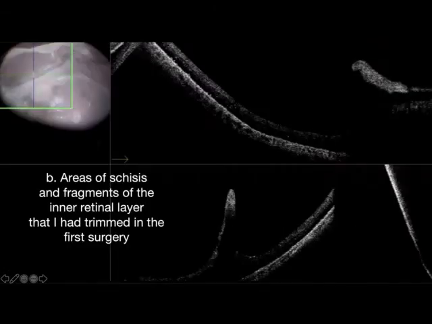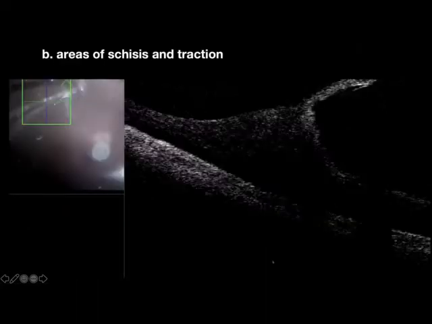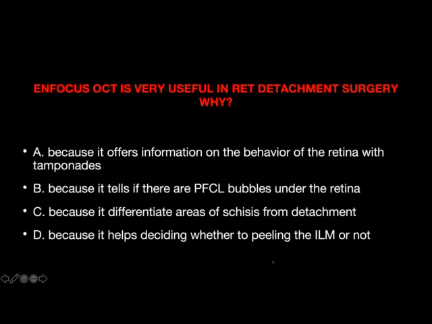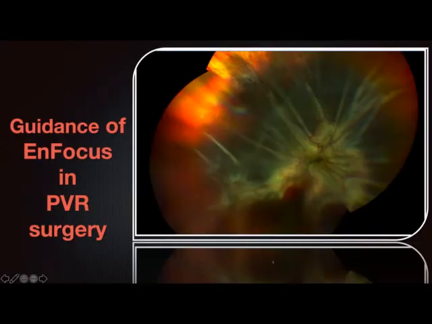B were areas of schisis and remnants of the inner retinal layer that I had trimmed in the first surgery, again here, and C were not PFCL bubbles, but again areas of schisis, so I could decide not to remove them. So the OCT is very useful in retinal detachment because it offers information on the behavior of the retina with tamponades. It tells if there are PFCL bubbles under the retina, it differentiates areas of schisis and detachment, and it helps deciding whether to peel or not to peel the ILM.